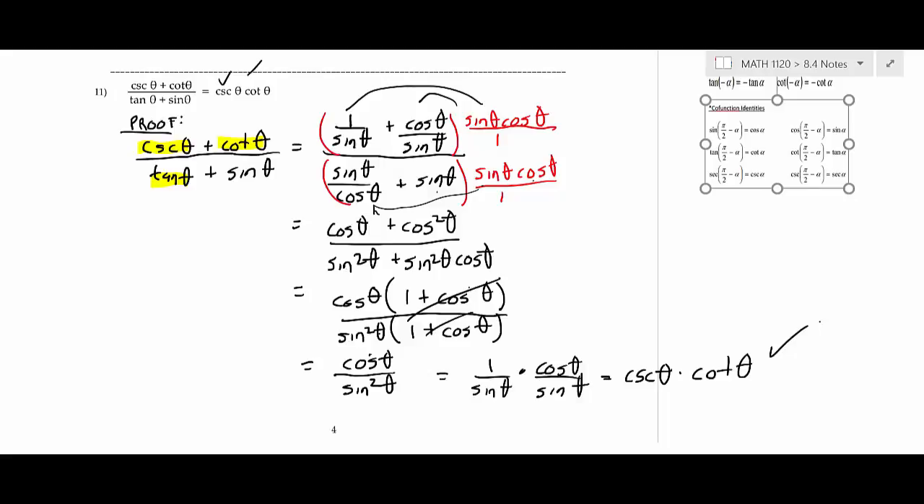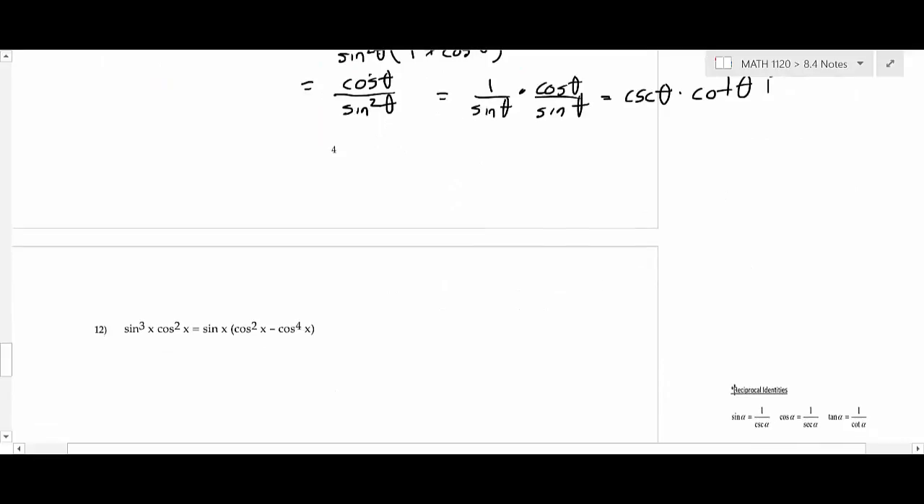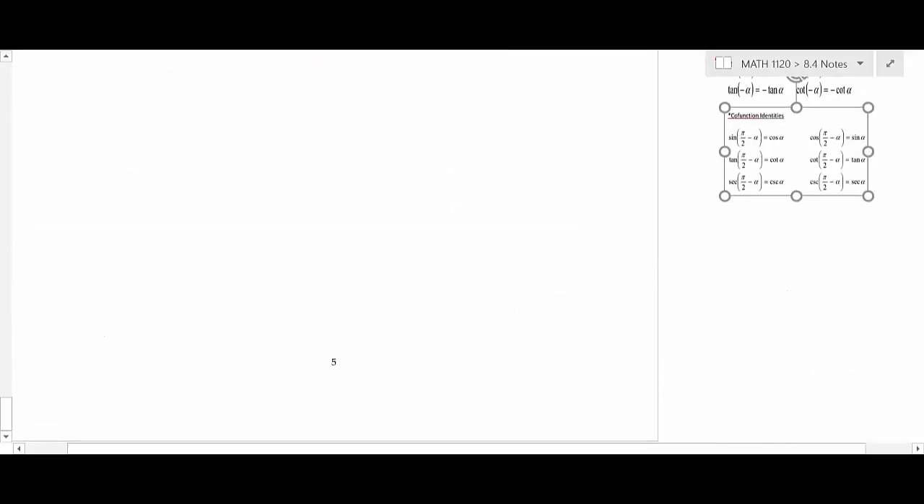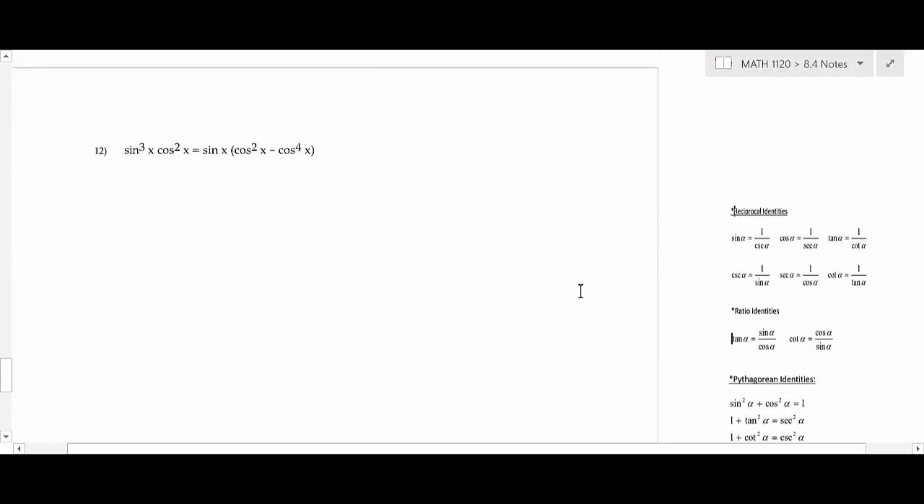Okay, I'm going to do one more to finish this up, and then we're going to get into the next section. The next section turns out to be pretty easy, I think, for students. This one's got some challenges in it. Okay, so let's see what we're going to do with this one.